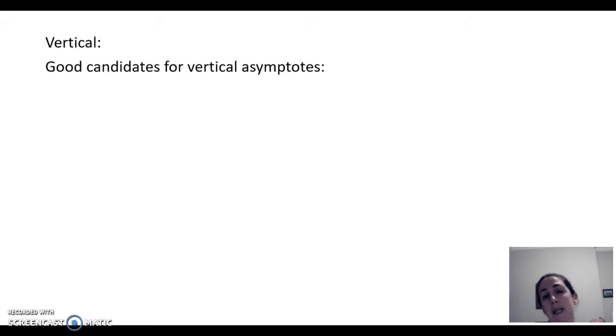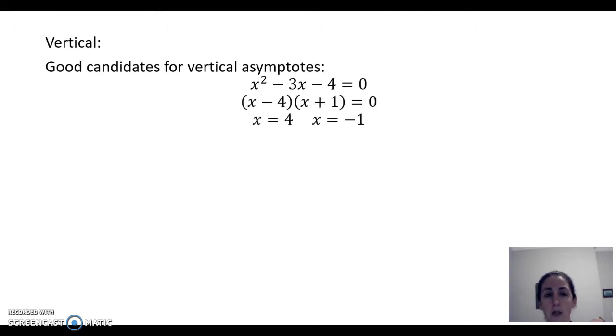So if you remember, good candidates for vertical asymptotes are where the denominator is equal to 0. So we'll take our x squared minus 3x minus 4 and set it equal to 0, factor, and set the factors equal to 0. So we have two good candidates that could possibly give us a vertical asymptote, 4 and negative 1. But we need to justify whether or not they are vertical asymptotes using the appropriate limit. So we need to take the limit as x approaches 4 from the left and or the right and see if we get infinity. And we need to take the limit as x approaches negative 1 from the left and or right to see if it approaches one of the infinities. So I'm actually going to do all of those.